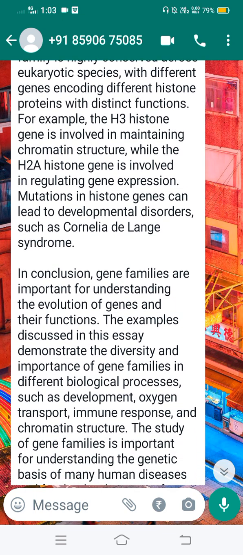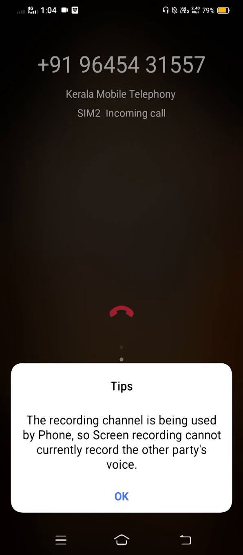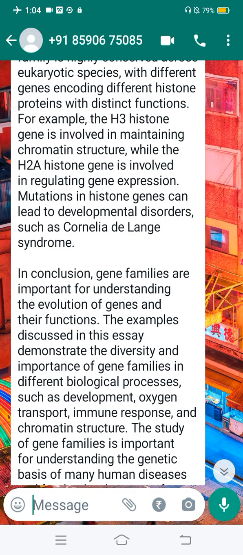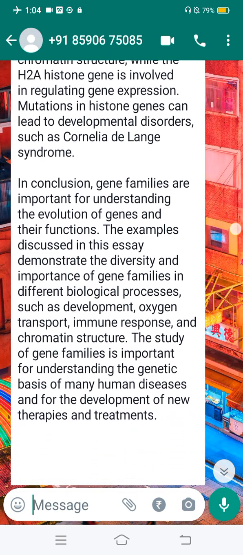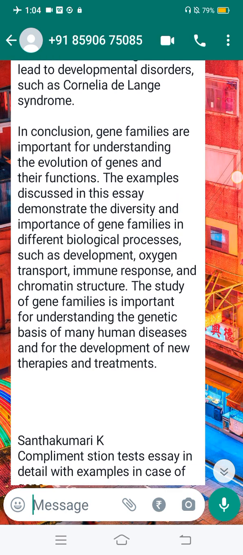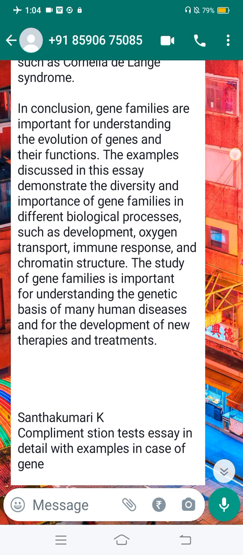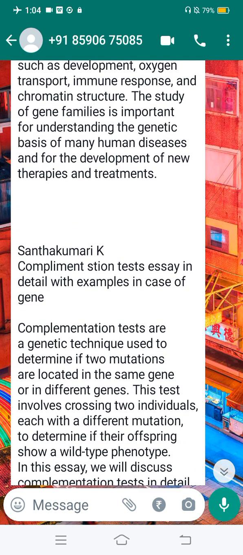Mutations in histone genes can lead to developmental disorders such as Cornelia de Lange syndrome. In conclusion, gene families are important for understanding the evolution of genes and their functions. The examples discussed in this essay demonstrate the diversity and importance of gene families in different biological processes such as development, oxygen transport, immune response, and chromatin structure. The study of gene families is important for understanding the genetic basis of many human diseases and for the development of new therapies and treatments.